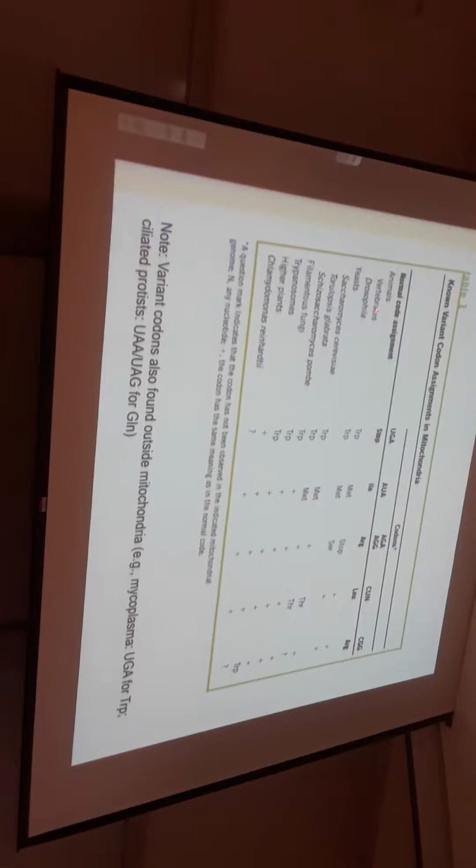We see that in animal mitochondria, for example, even in vertebrates, this UGA is encoding information for tryptophan, is not used as a stop codon, and so on. So remember, mitochondria have their own DNA. They can also produce proteins. A relatively limited number, but still, and they don't necessarily use exactly the same genetic code.